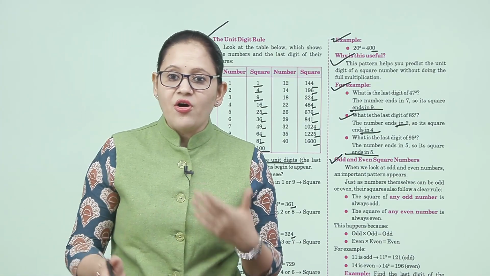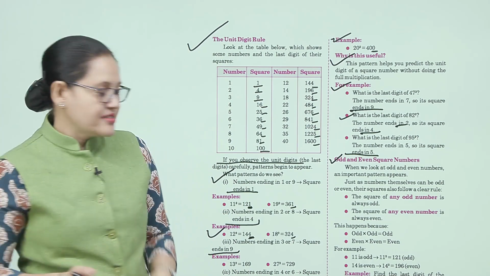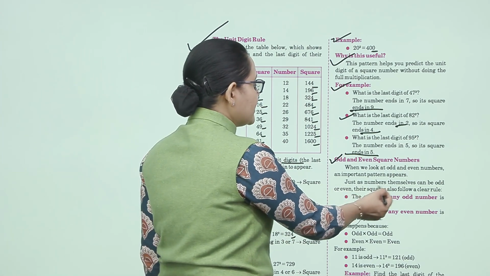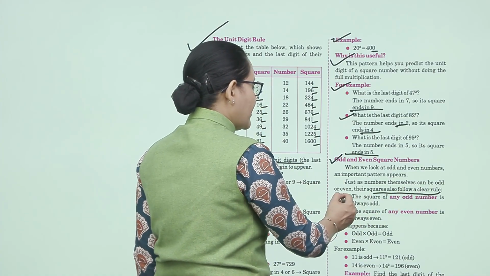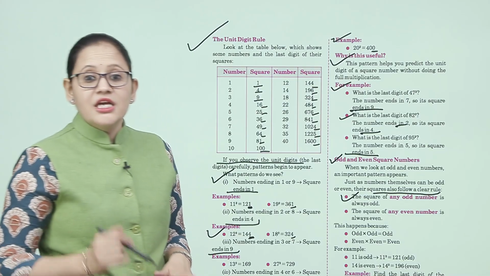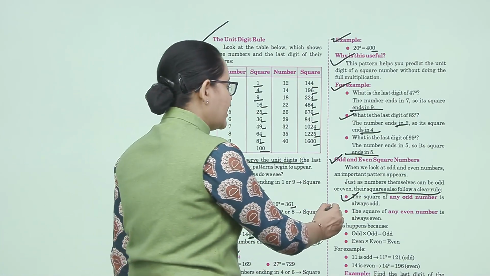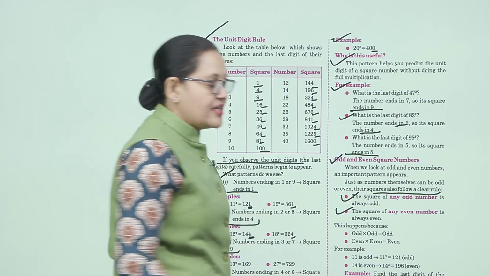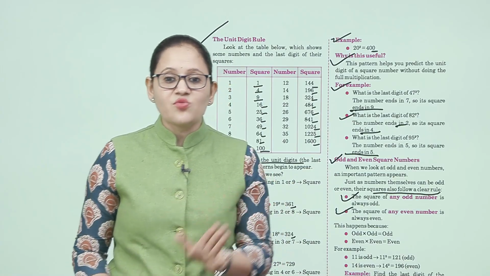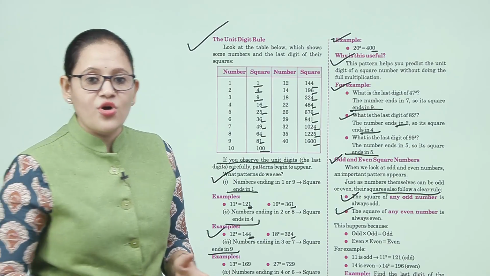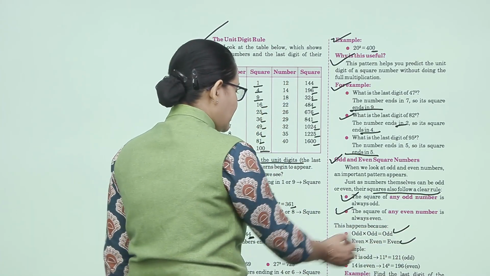Now, odd and even square numbers. Just as the numbers themselves can be odd or even, their squares follow a clear rule. So what is the rule? The square of any odd number is always odd and the square of any even number is always even. If the number is odd, the square is odd. If the number is even, the square will be even. This happens because odd multiplied by odd is odd, and even multiplied by even is even.